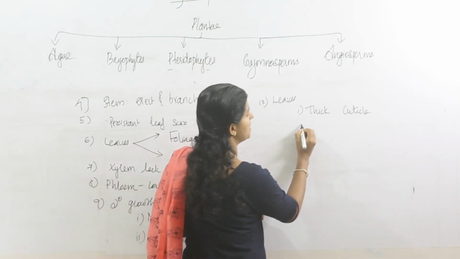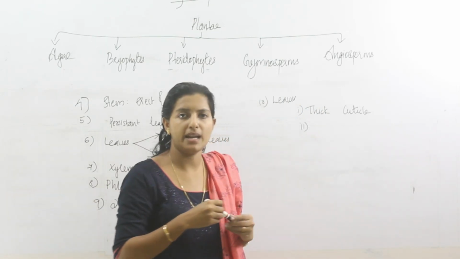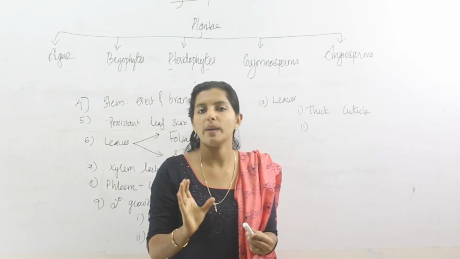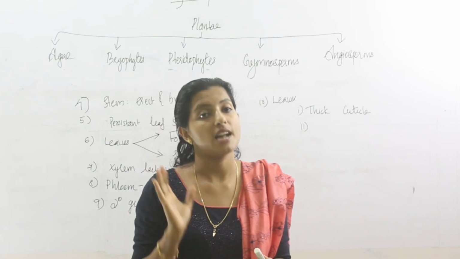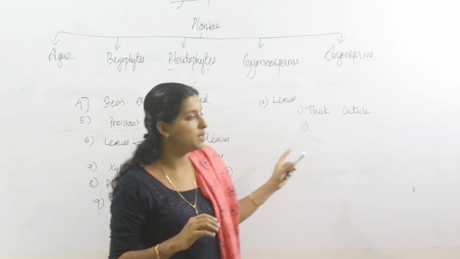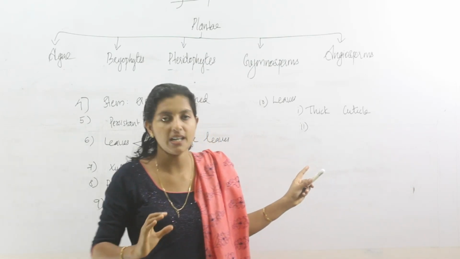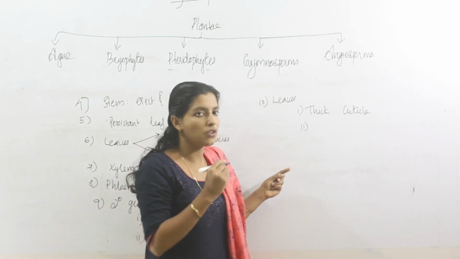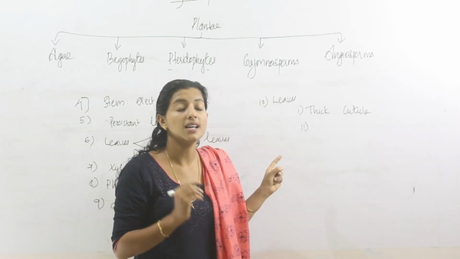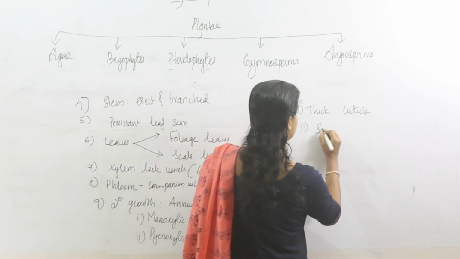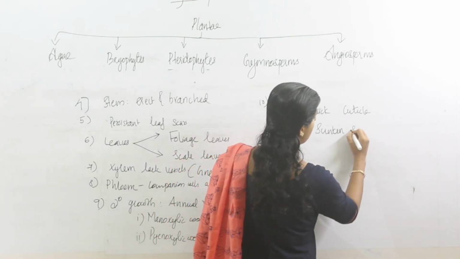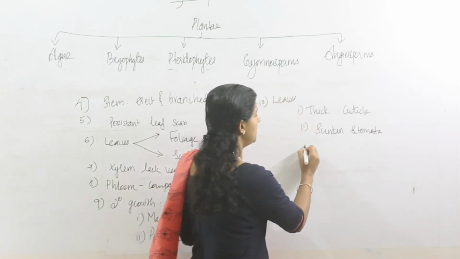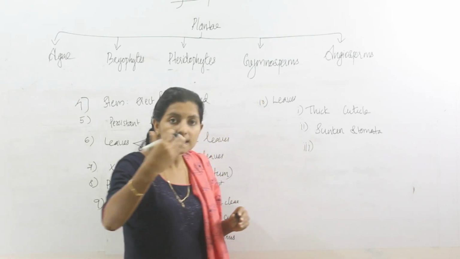Then comes the second point. You know, in the epidermal layer, the pores are present. The pores means the stomata are present. Stomata is a major site through which transpiration takes place. In gymnosperms, to reduce the rate of transpiration, the stomata are sunken. So the second xerophytic adaptation shown by the gymnosperms is sunken stomata.